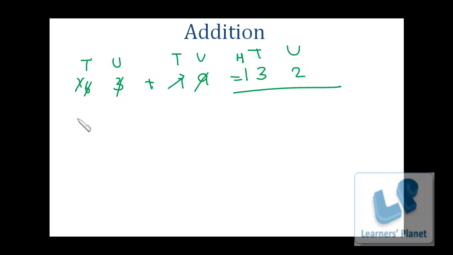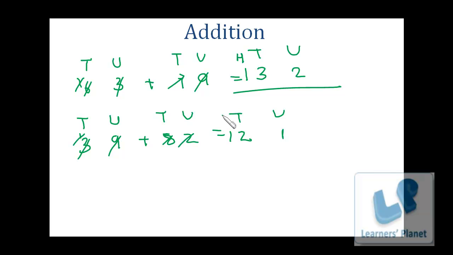Alright. Suppose we take a number, 39 plus 82 equals. Alright, so first we'll add 2 and 9, which equals 11. So 1 over here, 1 is carried. So 8 plus 3, that's 11, plus 1, that's 12. So that's 121. Alright.